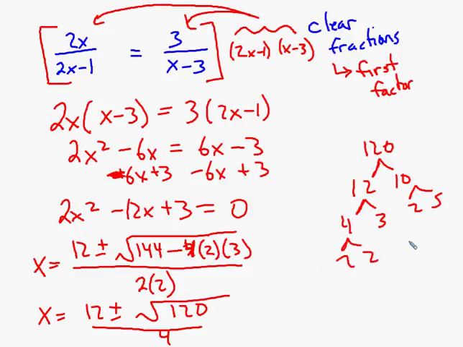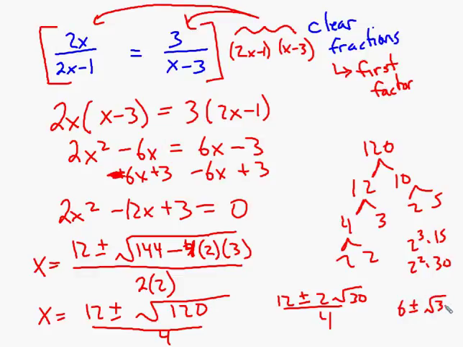I have 2 cubed times 15, basically, which is 2 squared times 30. So the square root of that is 2. So I have 12 plus or minus 2 root 30 all over 4. And then I can cancel those two by dividing by 2. So I get 6 plus or minus root 30 all over 2 as the final answer.